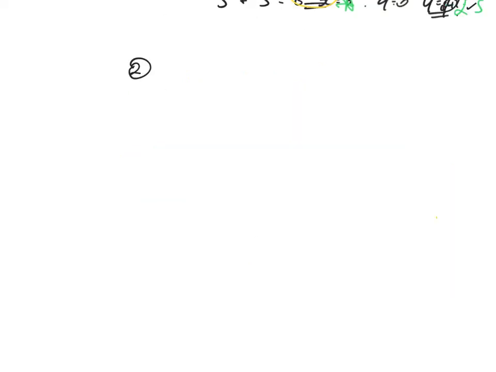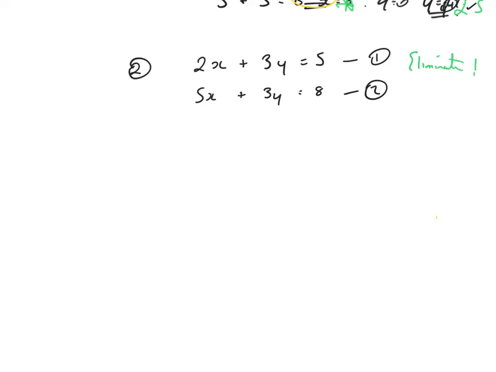Okay, let's try equation 2. We get 2x plus 3y is equal to 5, and 5x plus 3y is equal to 8. Call that equation 1 and that equation 2. Okay, so I'm going to look to do this thing called elimination again. So I'm going to look to eliminate the x's or eliminate the y's. I think by looking at it, it's a much easier task to eliminate the y's.